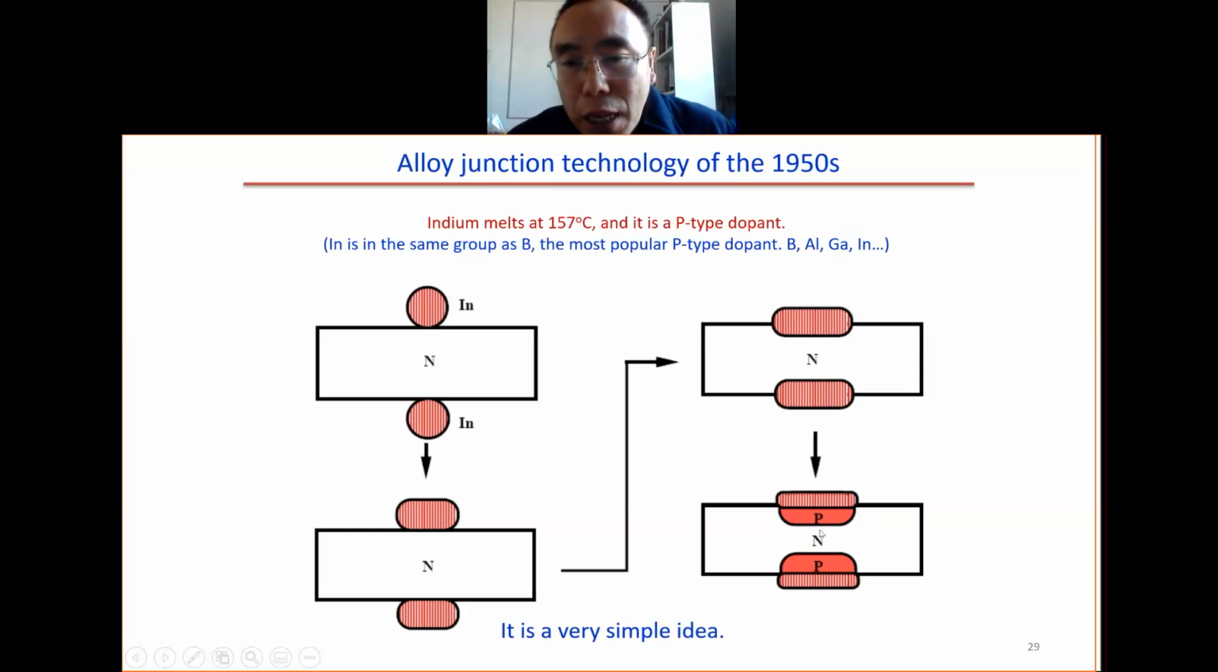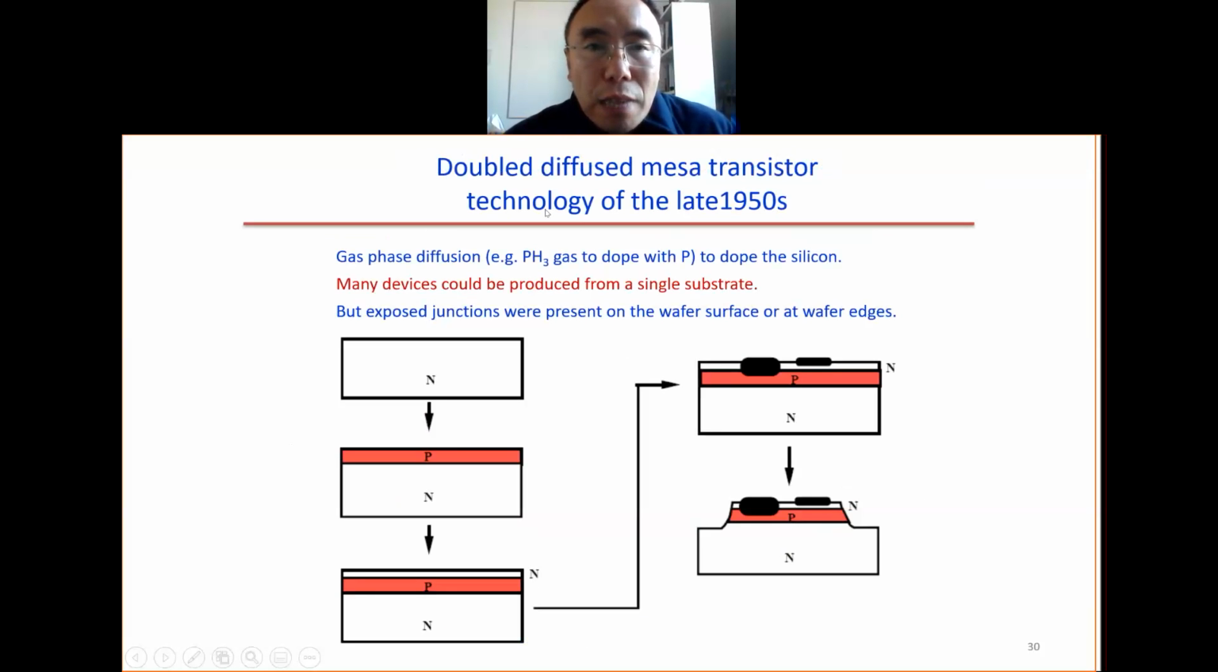This one is not very successful because the N has to be very thin. Otherwise, it will become 2 PN junctions, and it will not work. The base has to be very narrow, or very thin. But if it is very thin, then it will break. It will be fragile. So this one is not commercially very successful.